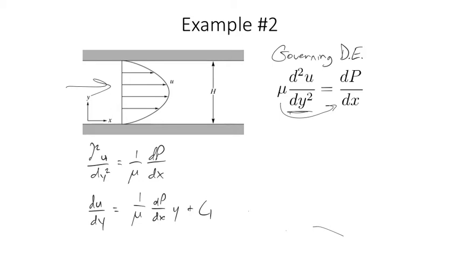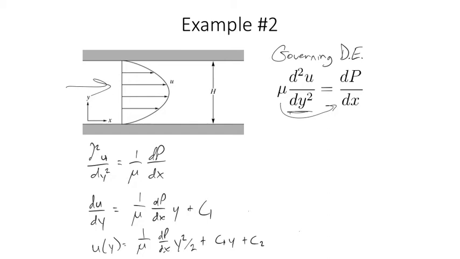Then we integrate again, so we end up with u as a function of y equal to 1 over mu dp dx y squared over 2 plus c1 times y plus our second constant of integration.